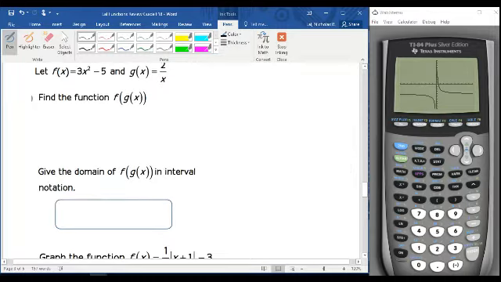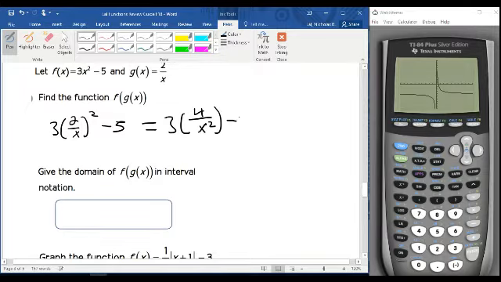All right, let f of x equal 3x squared minus 5 and g of x equal 2 over x. Find f of g of x. Here we just plug g of x into f of x, so we have 3 times 2 over x squared minus 5. So that's 2 over x squared. That's going to be equal to 3 times 4 over x squared minus 5, which is going to be 3 times 4 is 12, so 12 over x squared minus 5.